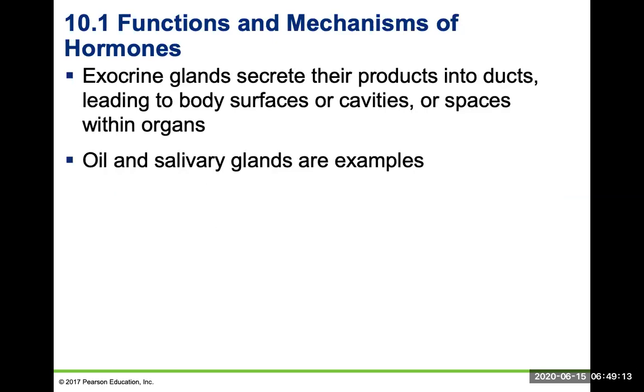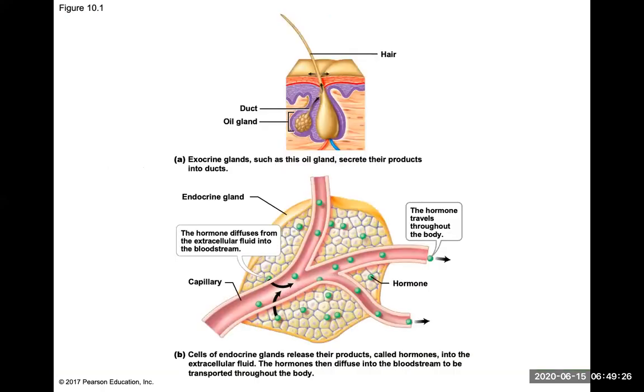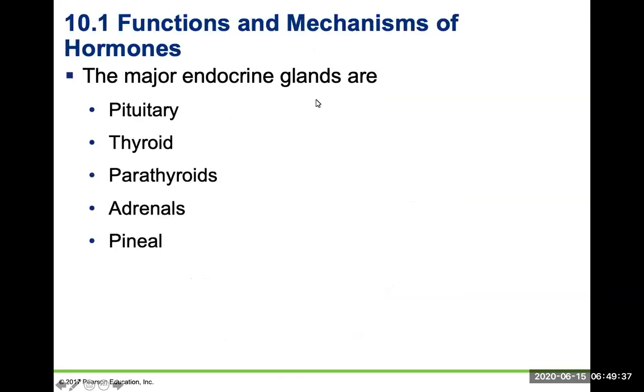Exocrine glands secrete their products into ducts, leading to body surfaces or cavities, or spaces within organs. Oil and salivary glands are examples of exocrine glands. But we'll be focusing on endocrine glands today. These are pictures of exocrine glands, how they have a secretory portion and a duct where it secretes its products.